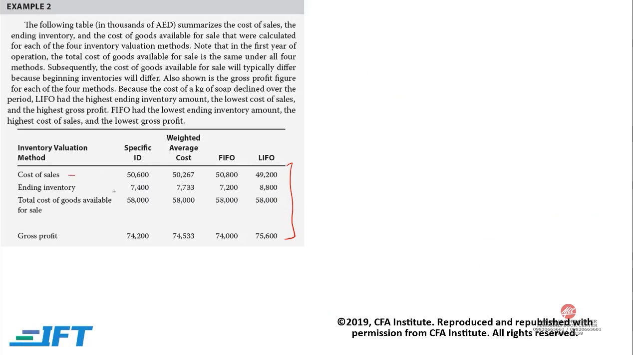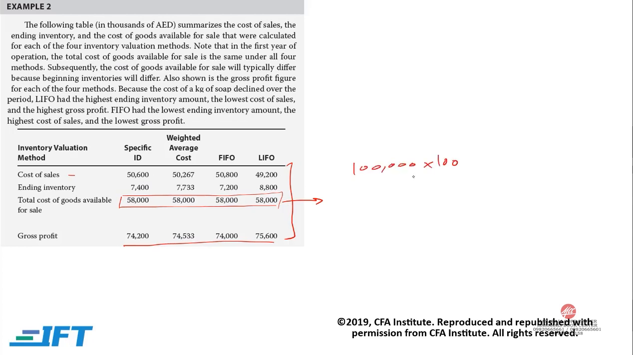So cost of sales, ending inventory, total cost of goods available for sale, that remains the same throughout, and we are also given gross profit. So this is the summary. How do we come up with total cost of goods available for sale?